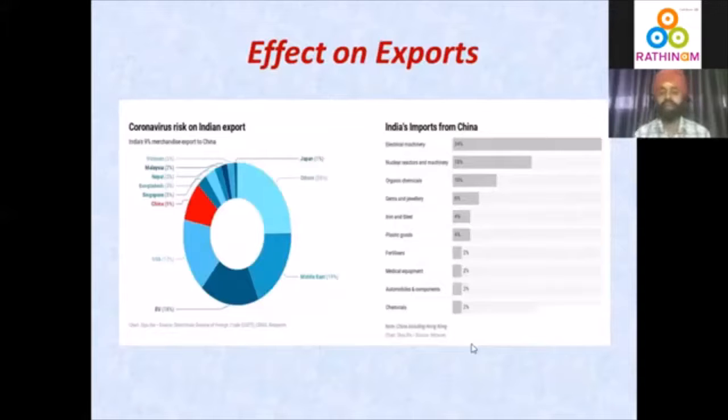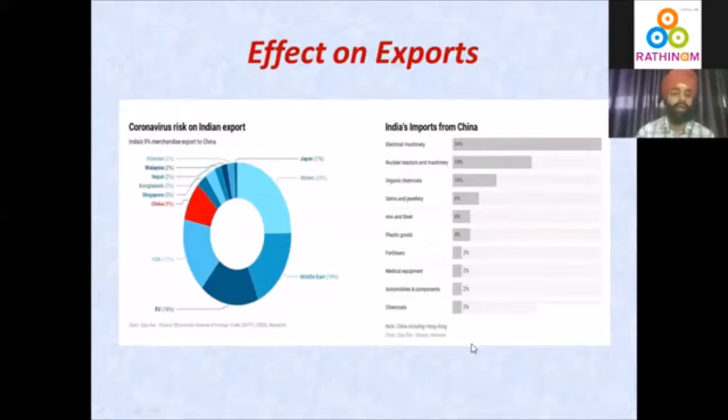Now, what is the effect on exports? Exports of India. India has been traditionally exporting. When you see the bouquet of countries, our major trading partners have been the Middle East, the US, and the European Union. When US and Europe are combined, it is nearly one third of your total exports. And we find that the other countries, which is South America and countries like Brazil and African countries, are the things that have been making up the bouquet for Indian exports.